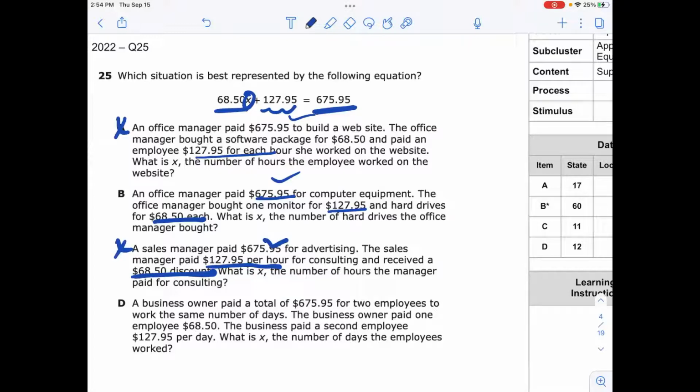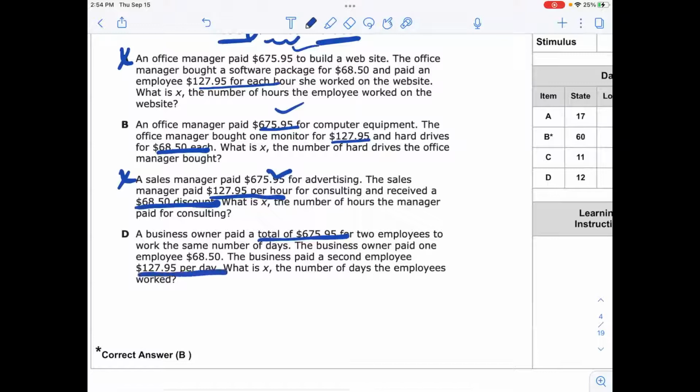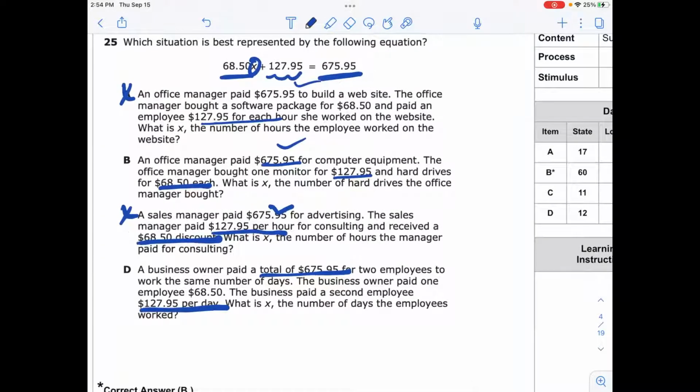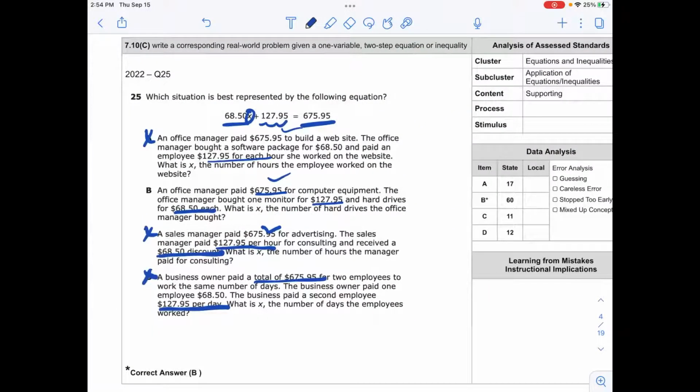And D, a business owner paid a total of $675.95, so that's correct, to 2 employees that worked the same number of days. They paid one employee $68.50, and then they paid the second employee $127.95 per day. What is X, the number of days the employees worked? If you look here, $127.95 per day is supposed to be with the variable, and so D is incorrect here. This is pretty much the expectation: students are given an equation and they have to find a verbal situation that matches. If you want to amp up this TEK, I'll show you when we get to the notes.